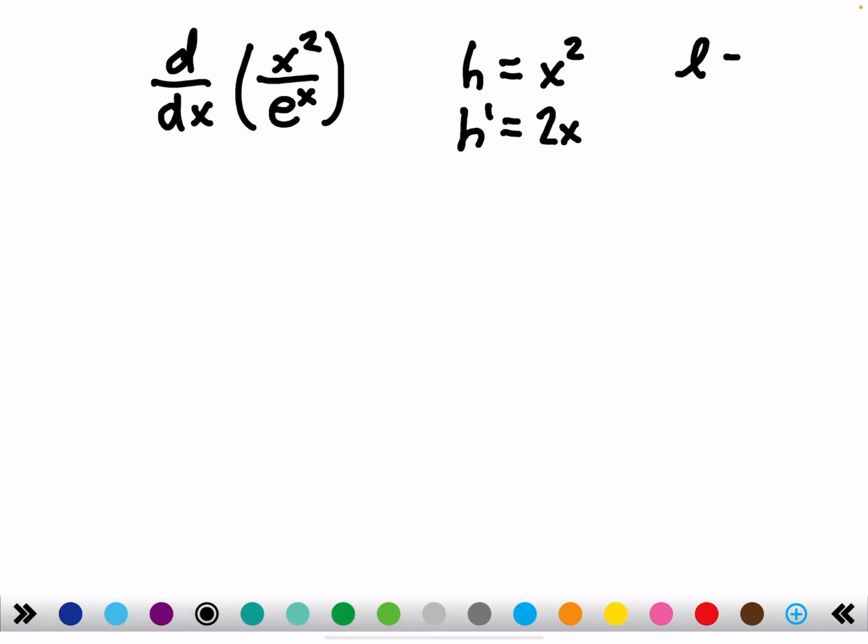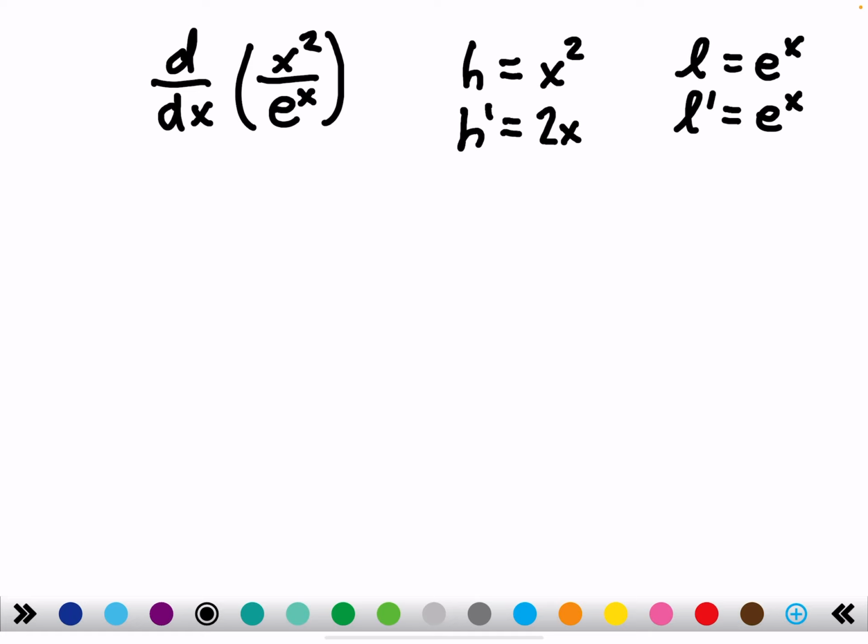L for low is what is in the denominator, and that is e to the x. L prime, the derivative of e to the x, is always e to the x. Remember that e to the x is a special function that is always its own derivative.